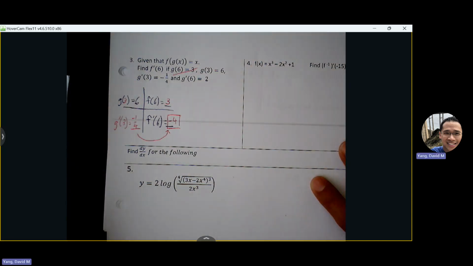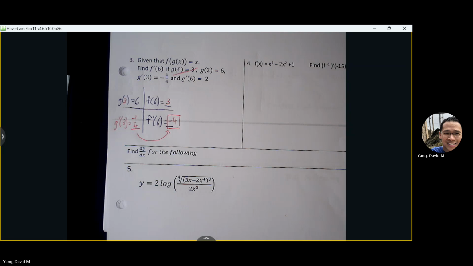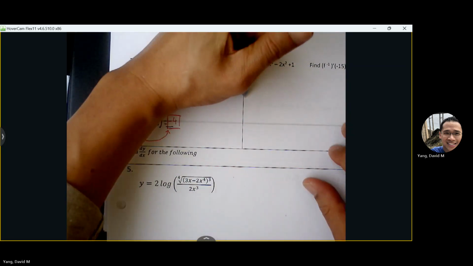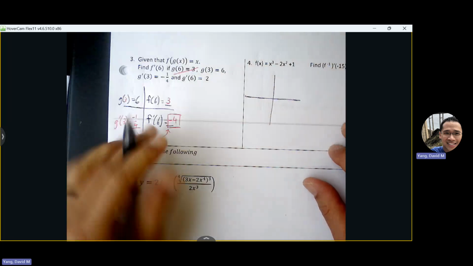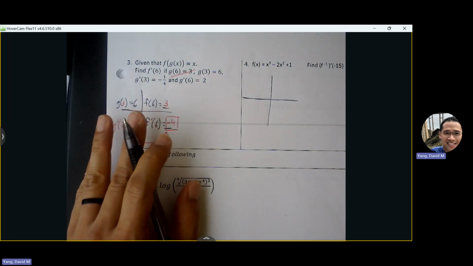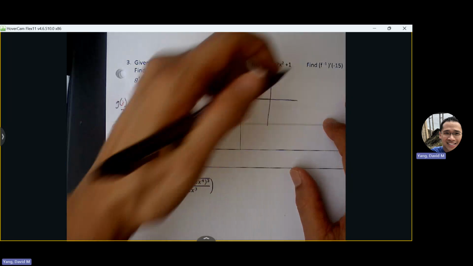Okay, number 4. Same process. There's a little bit more work involved because we have to find the ordered pair on our own and go through the power rule to find the derivative.